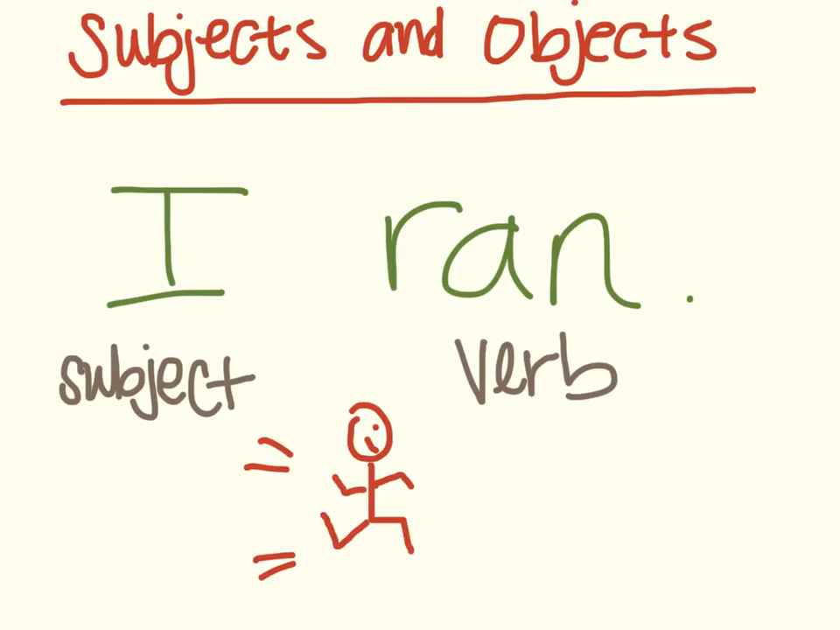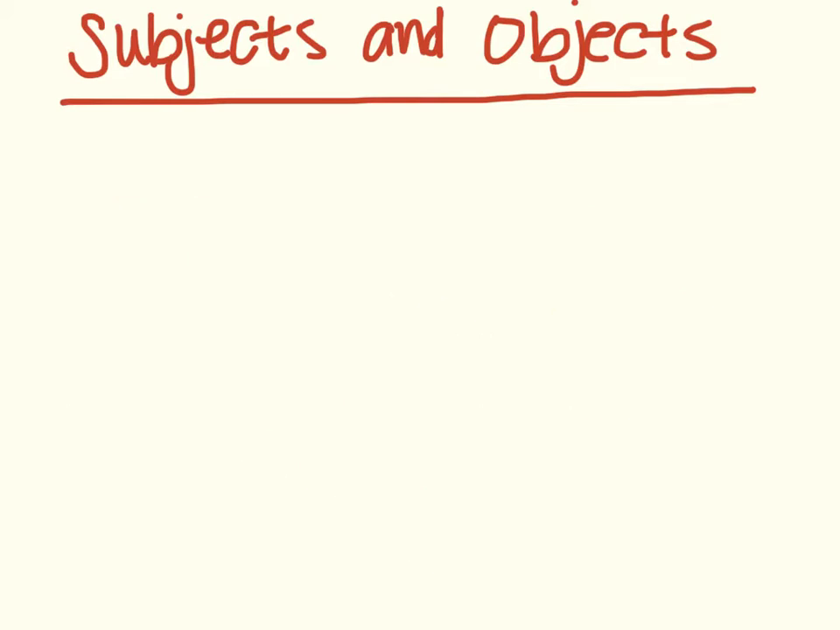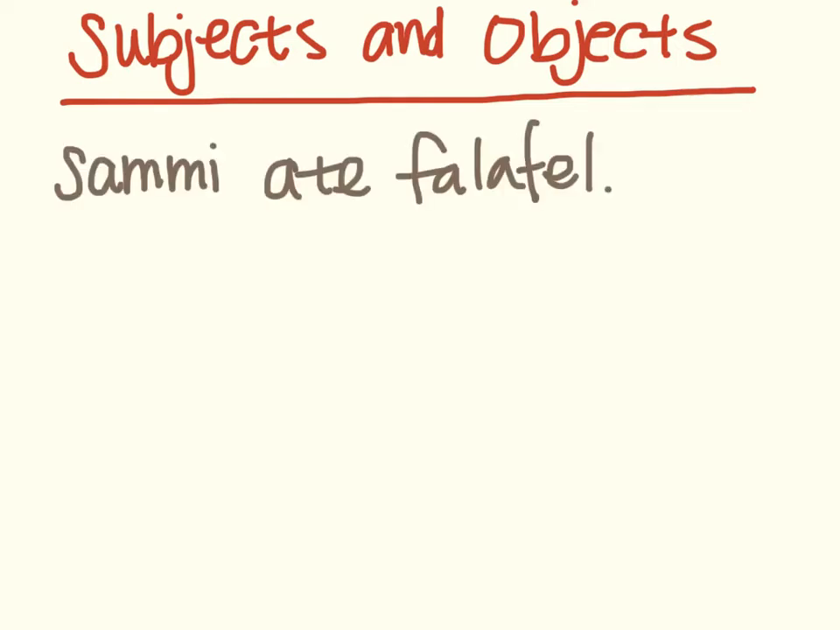So the first sentence we're going to look at to identify the subject and the verb is Sammy ate falafel. The first thing we're going to do to help make this process easier is identify the parts of speech. So Sammy is a noun, ate is a verb, and falafel is a noun. The subject is the thing that the sentence is really about. It's the main player, the subject of the sentence. It makes sense. And in this case, it's Sammy, because Sammy is really who this sentence is about.